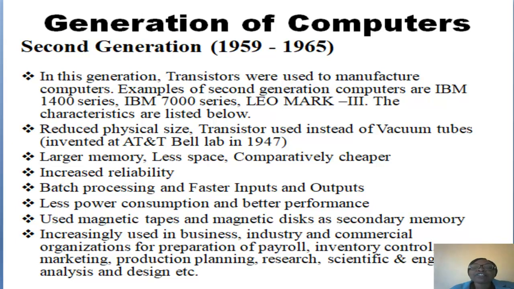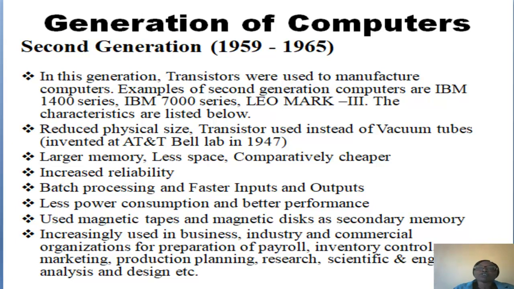Examples of this second generation of computers are the IBM 1400 series, IBM 7000 series, and others. You will see other examples in your lecture notes. And what are the features? They have reduced in physical size compared to the first generation of computers. They make use of transistors instead of vacuum tubes.